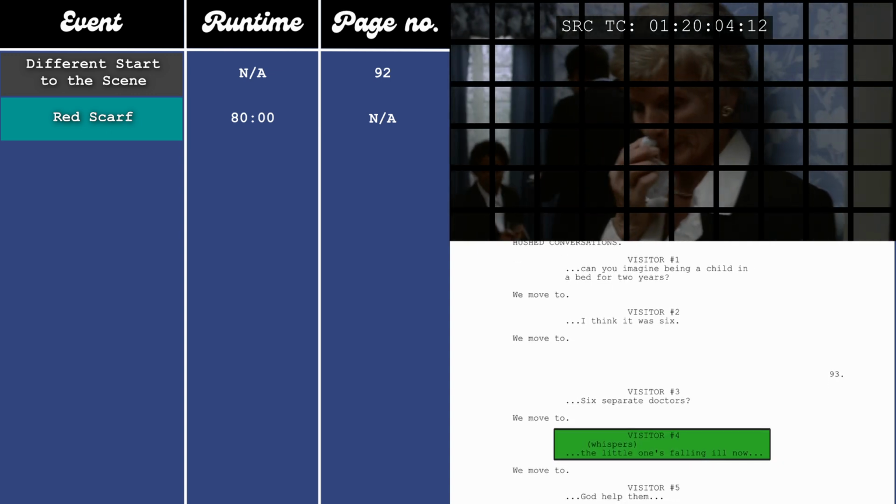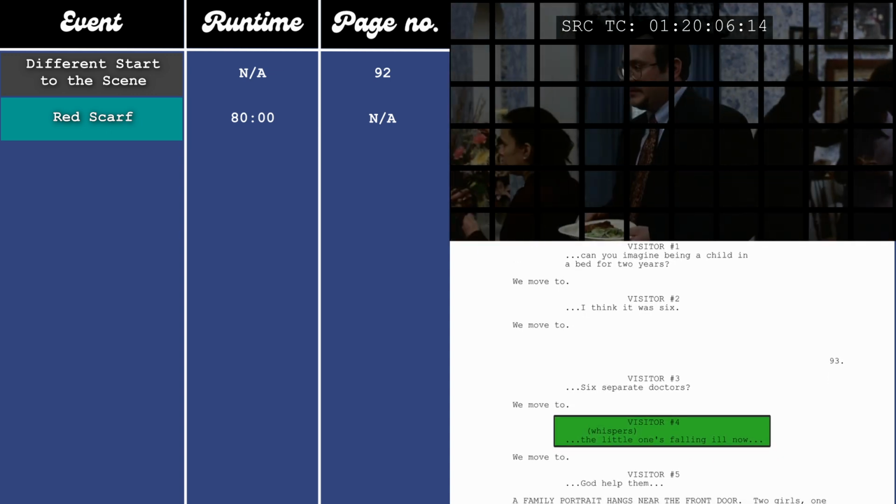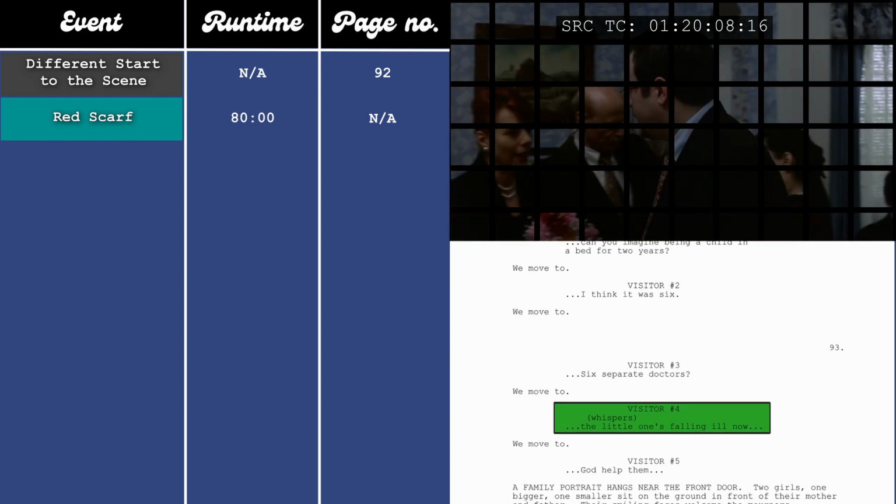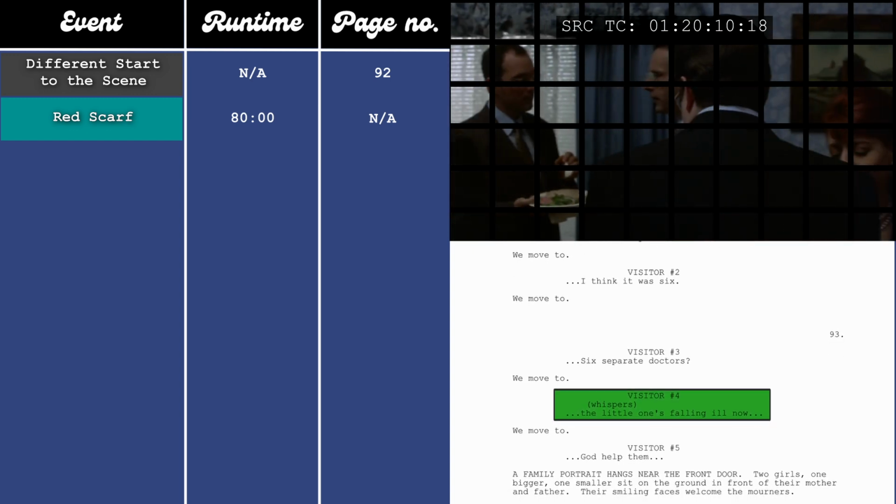There's a small line here that's said in the background that's worth bearing in mind at the 80-minute and 15-second mark, which is page 93 in the script.